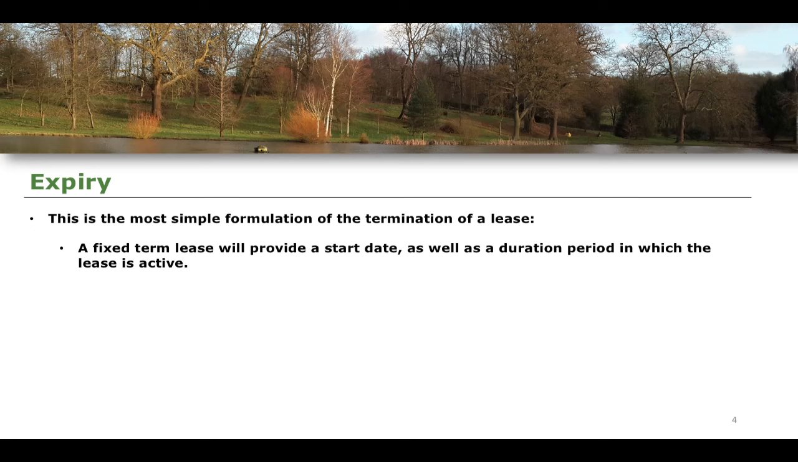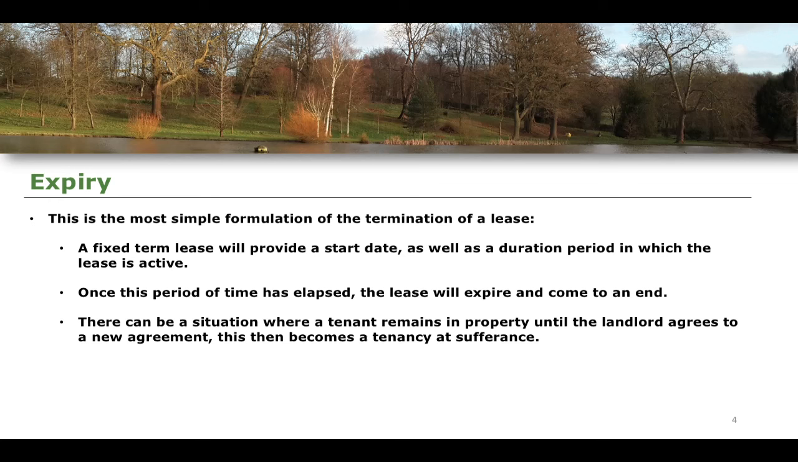There can be a situation where the tenant remains in the property and the landlord agrees to a new agreement. The point before that happens, before a new agreement is made, obviously the tenant becomes a tenancy at sufferance, something that we looked at in the previous lesson. But then when they get a new agreement in place, then this turns back into an ordinary leasehold agreement, as I mentioned multiple different points throughout this series of lessons.